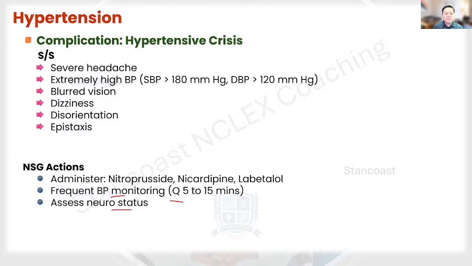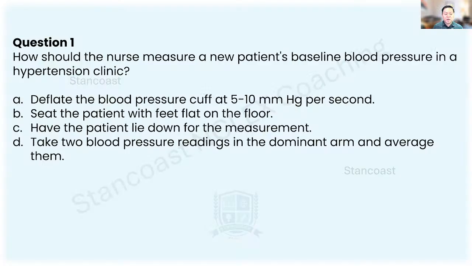We're going to have to assess their neurostatus, because if the patient does not respond to the potent vasodilators, then it can potentially lead to a stroke, right? So we want to make sure that we are checking our patients every now and then for any neurological changes. Another is to monitor their cardiac rhythm on a continuous cardiac monitor.